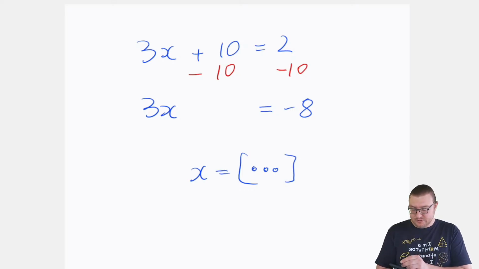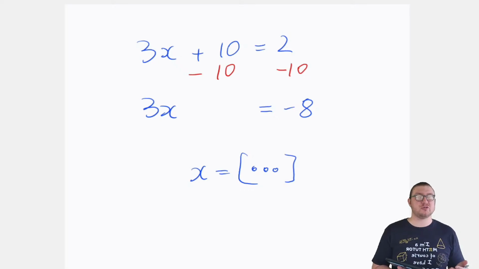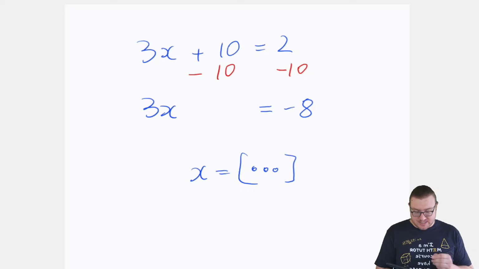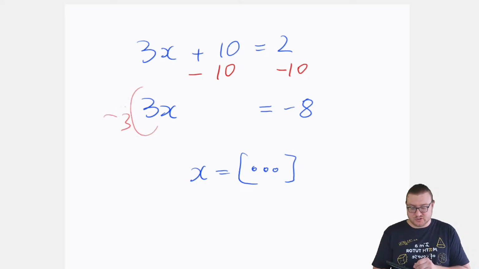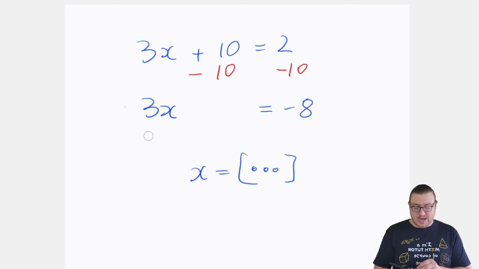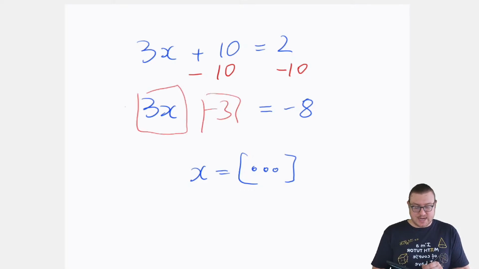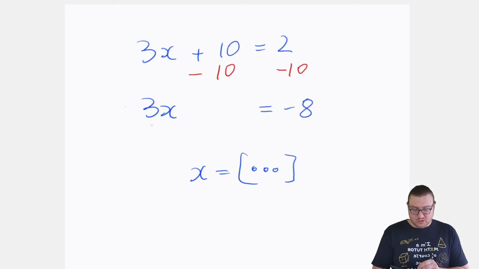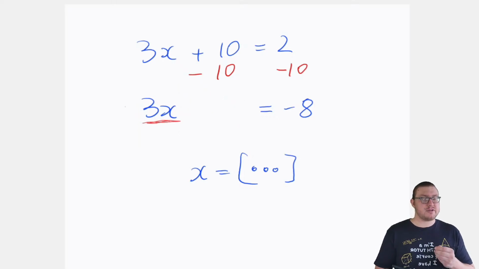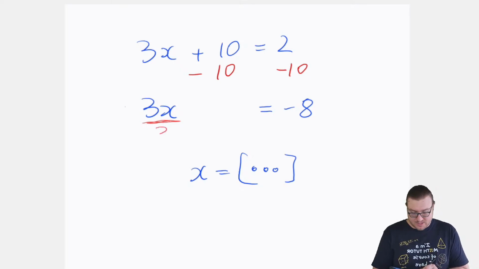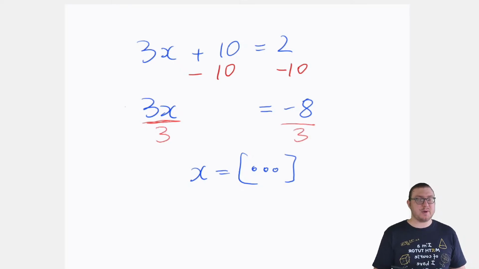So how do we get rid of the 3? Well, what is the 3 doing? The 3 is multiplied by x. It's very tempting to just write minus 3 on both sides to get rid of this part. But we can't do minus 3 here because minus 3 and x are different terms. They're not like terms. So here we want to get rid of the 3, and the 3 is multiplied by x. So we're going to divide both sides by 3, leaving us with the answer negative 8 over 3.